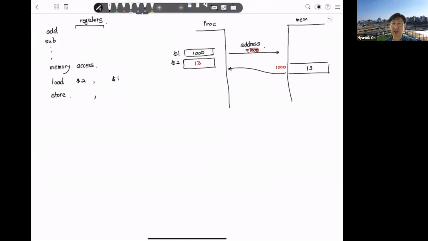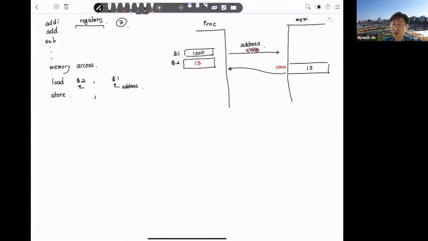Okay. So that's the format. In the load case, the first register is the destination register, so the first register will be changed. The second register will be the address one. But when we learned the add, addi, or subtraction instructions, the number of operands was 3, right? In the load instruction case, only 2 registers are used, so maybe there is something left over.